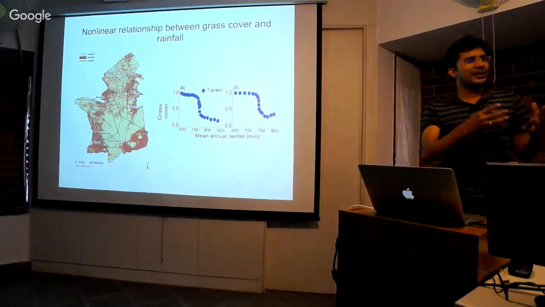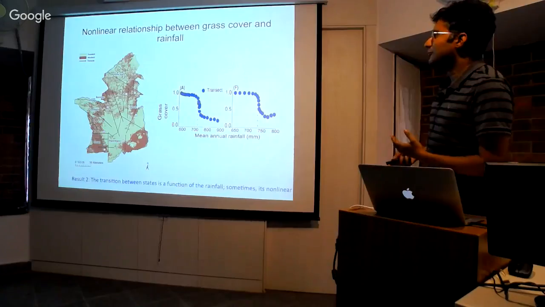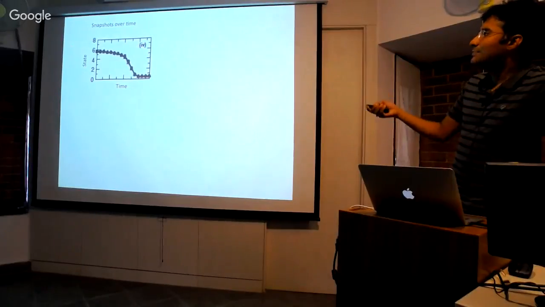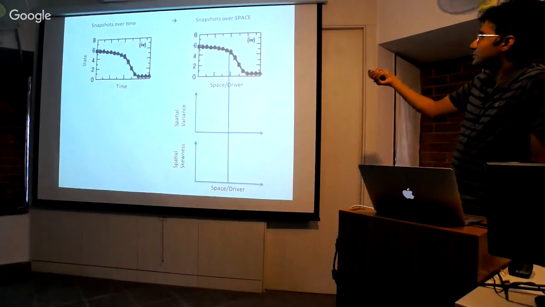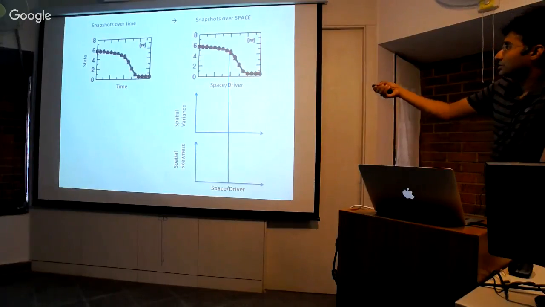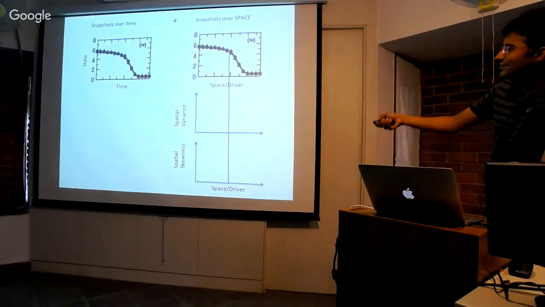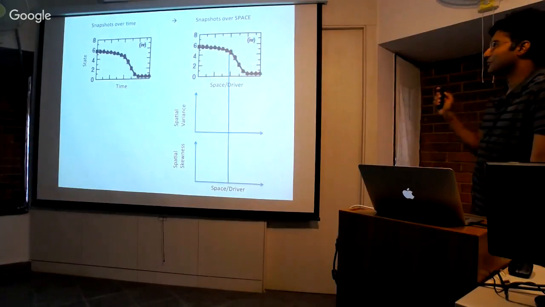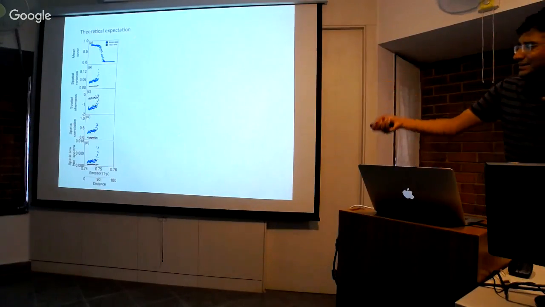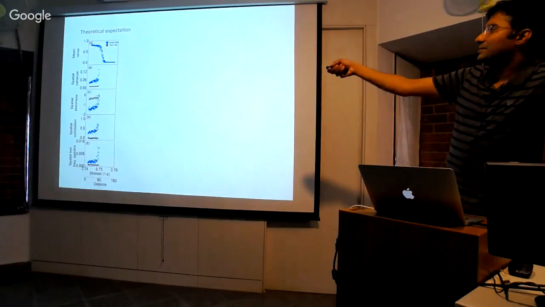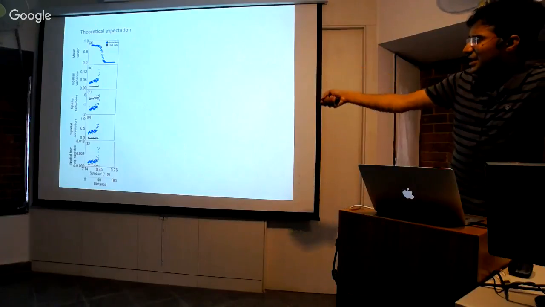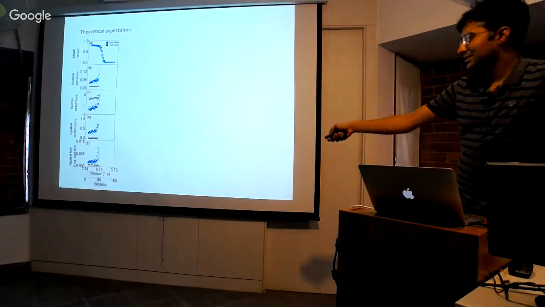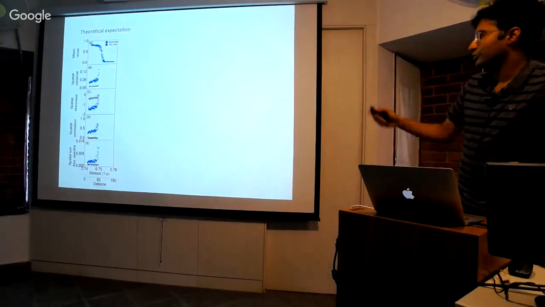So we use the idea of space for time substitution. If the space for time substitution is reasonable, then instead of snapshots over time, I can use snapshots over space. So as I look at snapshots over space, we should find that spatial variance and spatial skewness must increase before this non-linearity were to emerge. That was the hypothesis we made. And this is the theoretical expectation. So this is space, and this is the ecosystem state variable. Theoretically, these are the expected trends: spatial variance must increase, skewness must increase, and so should the correlation and the spatial Fourier spectrum. I won't talk about this in much more detail.